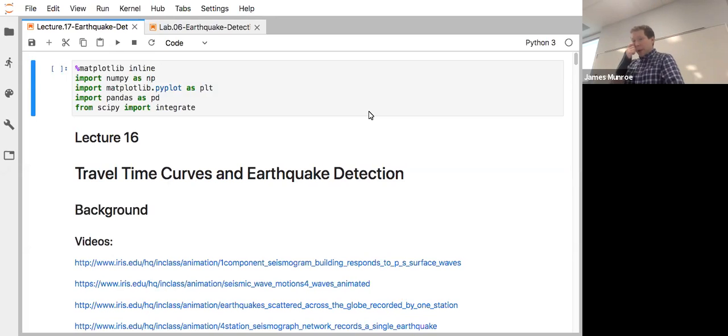Okay, well, sounds good. Welcome to lecture 16, and I want to do more on travel time curves, specifically how that applied to the earthquake stuff.